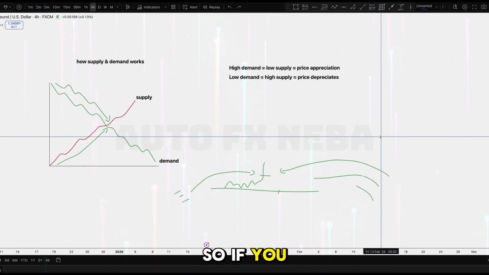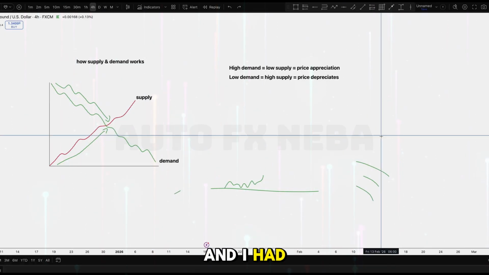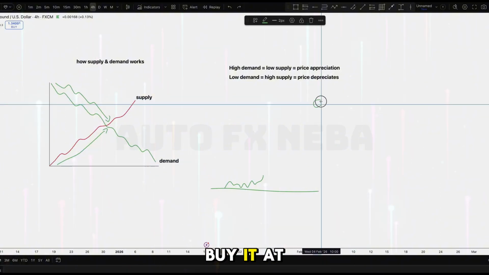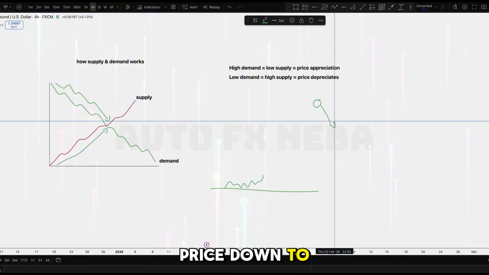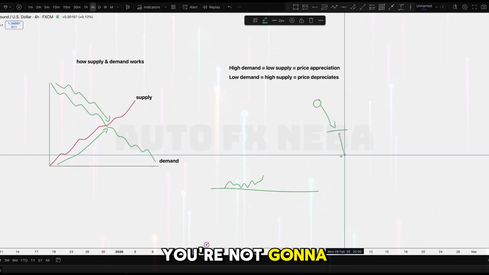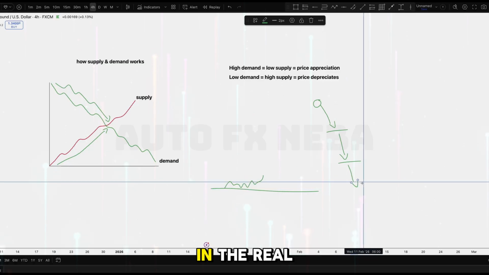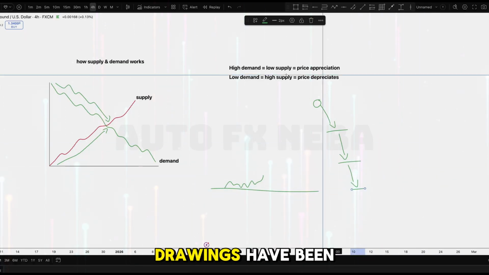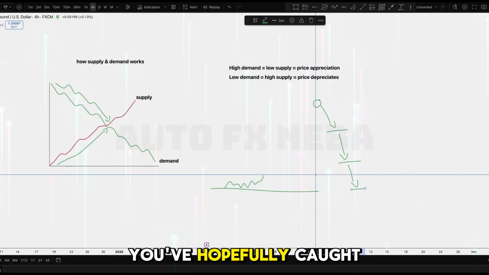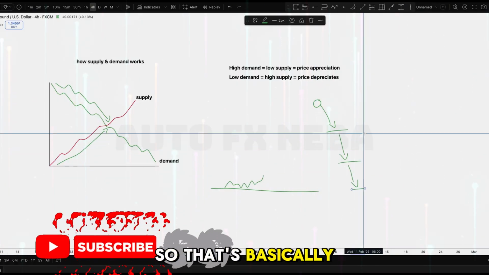So if you wanted to buy a car off me and you didn't want to buy it at this price, I might have to lower the price down to here, see if you'll take it. If you're not going to, I'm going to have to keep dropping that price. That's basically what we're seeing happen in the real markets. And although these drawings have been messy, I'm pretty sure you've hopefully caught along with them. So that's basically how supply and demand works.